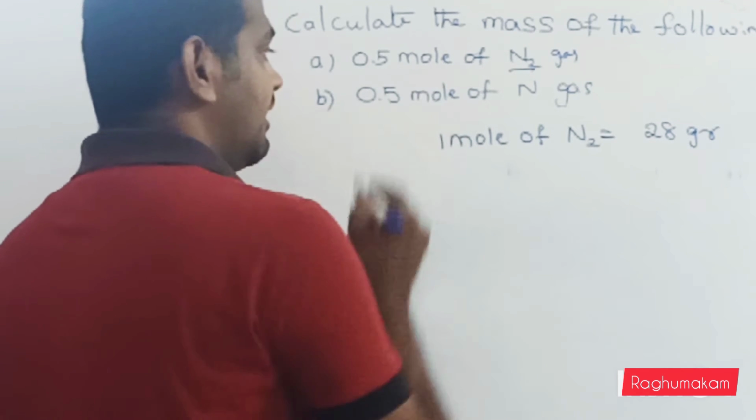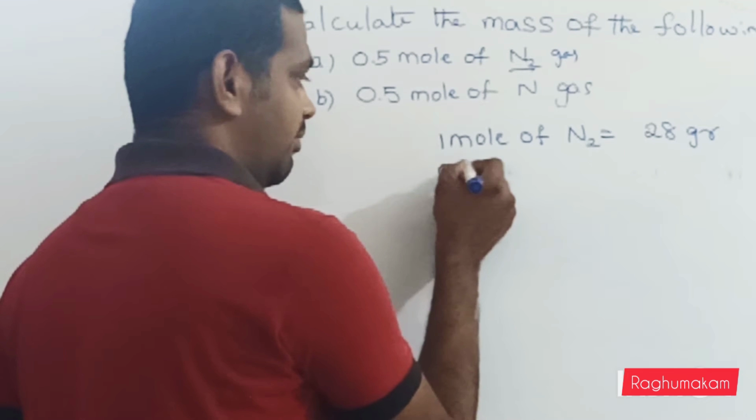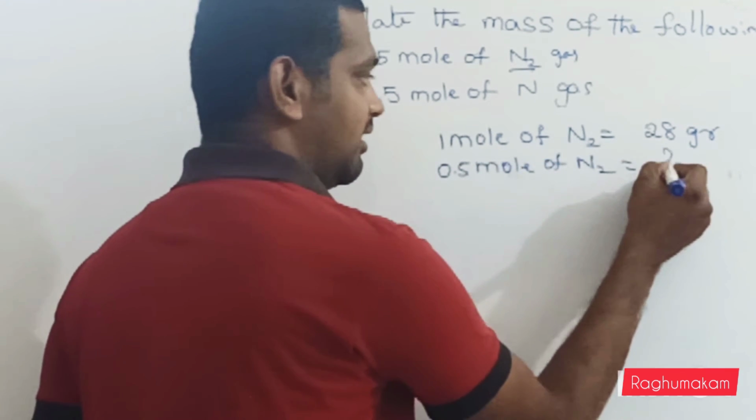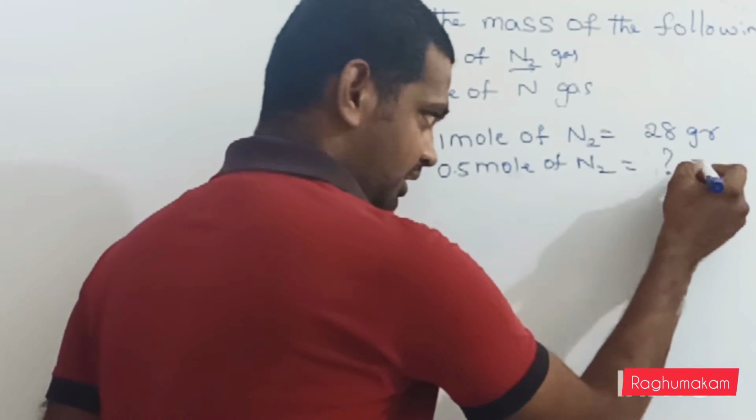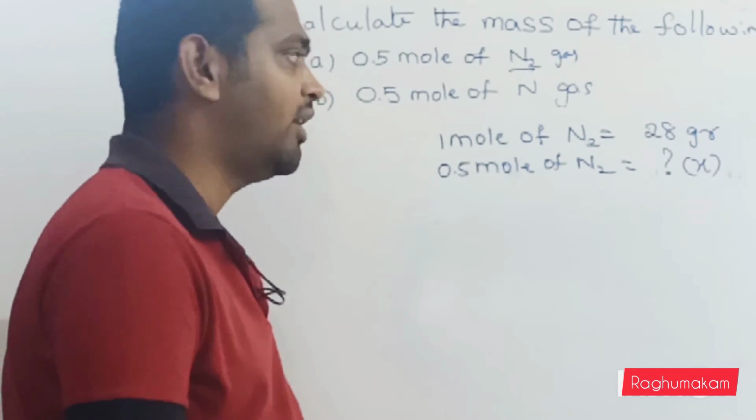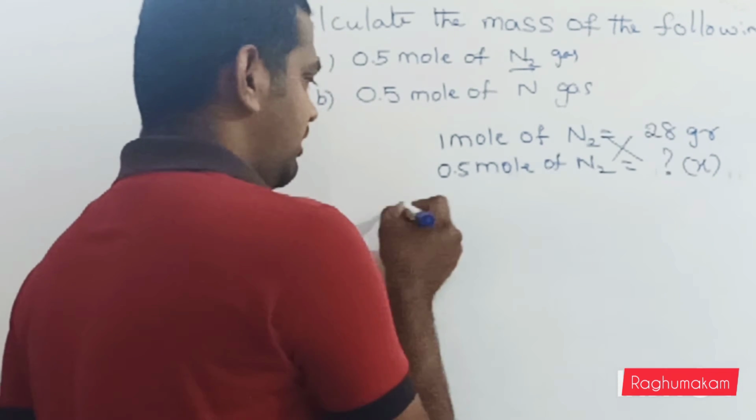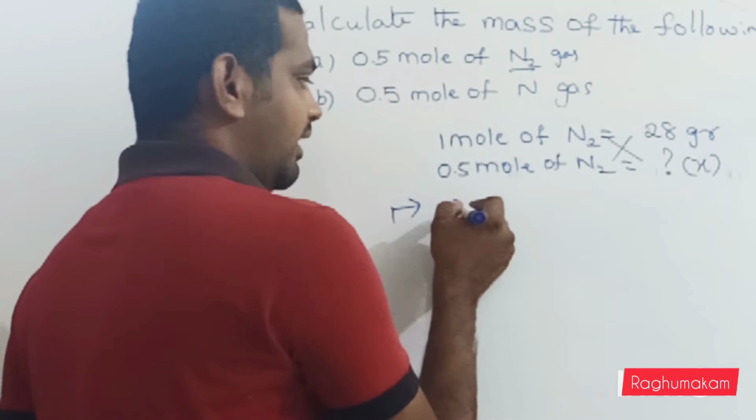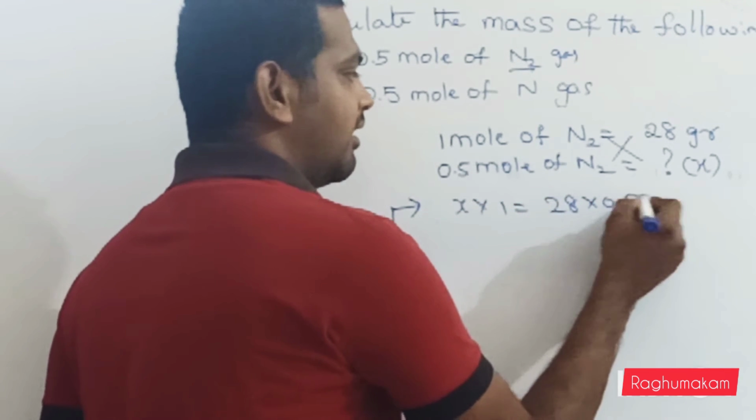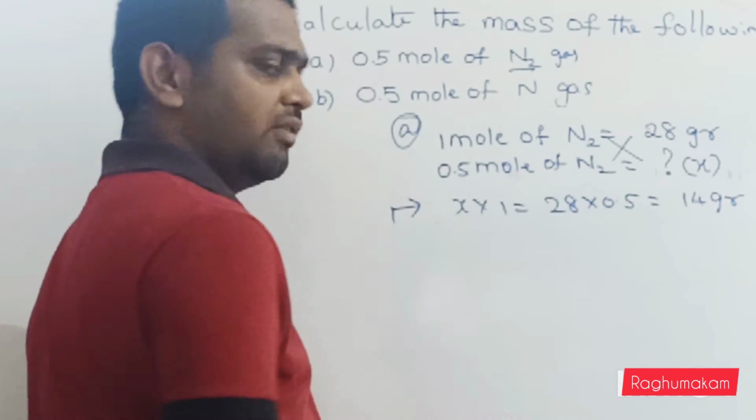Next, in the question 0.5 mole is given. 0.5 mole of N2 will consist of how many grams? Let us consider it as X grams. 0.5 moles of N2 is equivalent to X grams. Now do cross multiplication and you will get the answer. X into 1 is equal to 28 into 0.5, which is 14 grams. This is the solution for the first question.